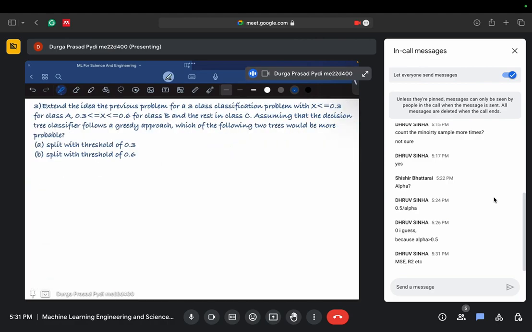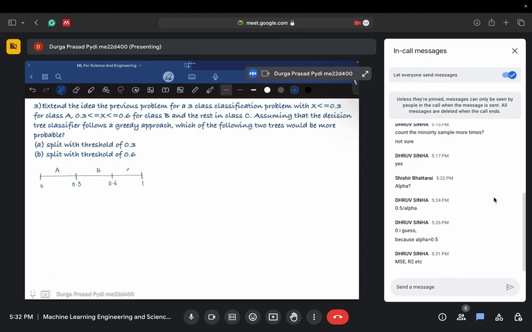If you have 3 classes, the previous one was 2 classes, say now we have 3 classes. Basically it says x less than 0.3 is of class A, 0.3 to 0.6 is class B, and everything else is class C. Assuming that it follows a greedy approach and uses Gini impurity, since it's a classification problem, which of the following 2 trees would be more probable?